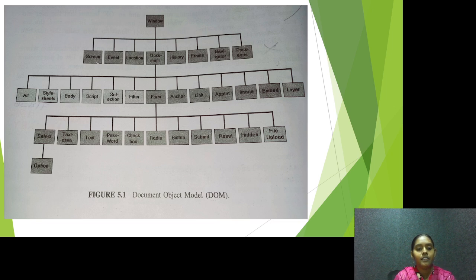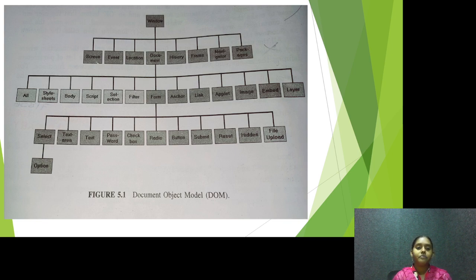Here is the figure that indicates the document object model. The window object has screen, event, location, document, history, frame, navigator, packages, and all types of style sheets, body, script, selection, filter, form, anchor tag, link, applet, image, embed, layer, select, text area, text, password, checkbox, radio, button, submit, reset, hidden, and file upload options. These are the different objects in a document object model.